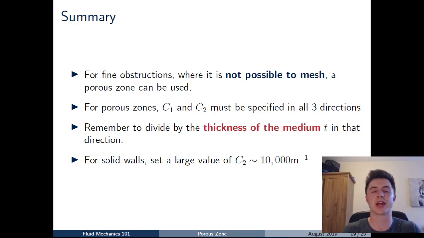And for those porous zones, we have a coefficient C1 and C2, and we need to specify those coefficients in all 3 directions to give us a total of 6 components. And there are 2 ways we can use to derive those coefficients. And the important thing to remember is once we've got them, we have to divide by the thickness of the medium T in that direction to ensure that we get the correct units. And finally, for solid walls, or in the direction where the porous zone is not porous and is fully solid, it's typical to set a large but finite value to block the flow in that direction.